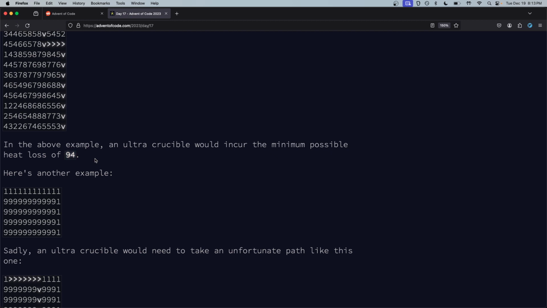So yeah, that does it for day 17. This was quite a challenging problem, but didn't require too advanced algorithms knowledge. Dijkstra's algorithm, I did have to look it up exactly how it's implemented, but pretty simple, just use the heap.